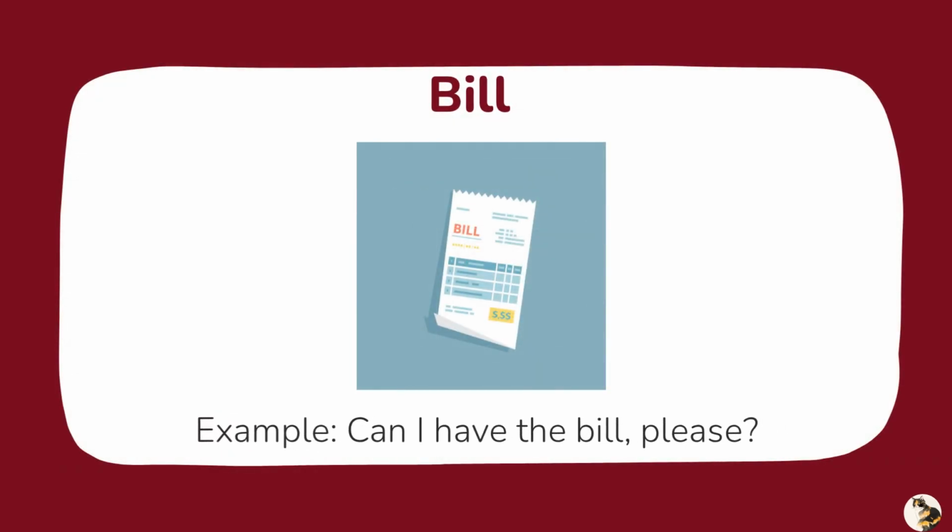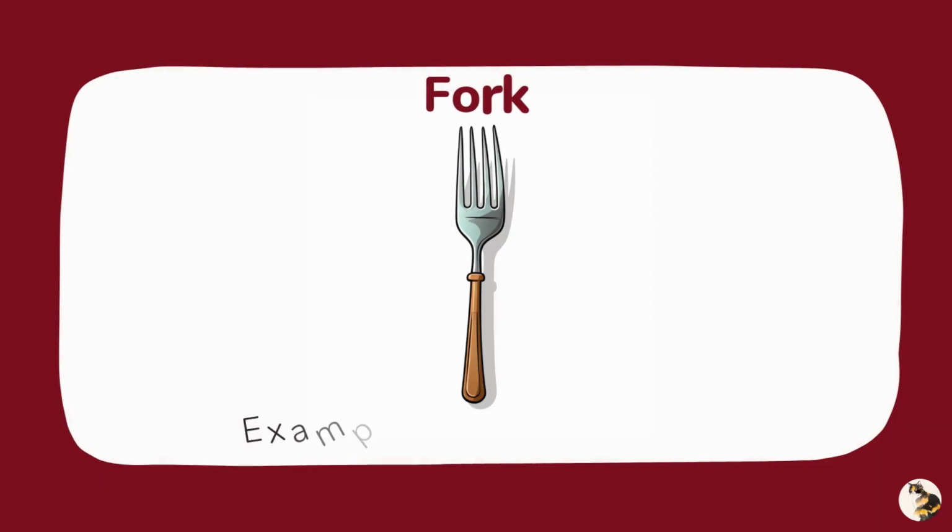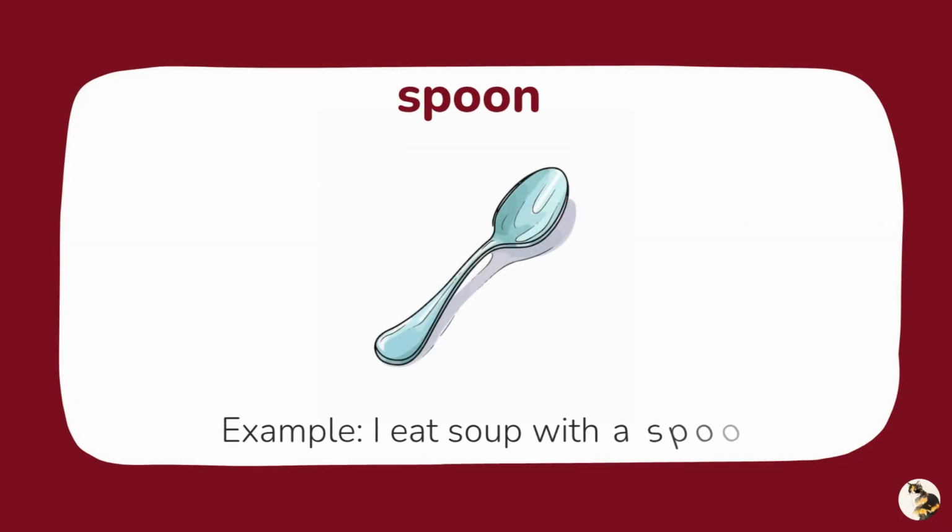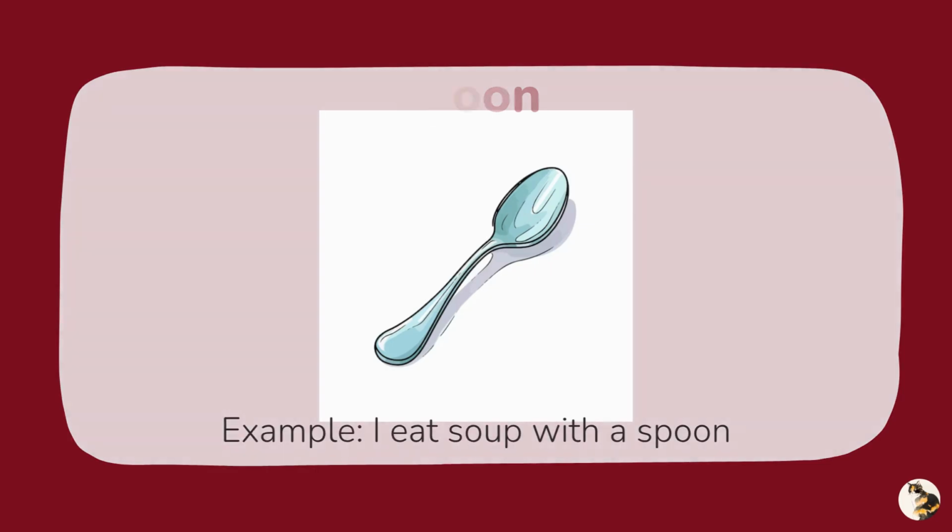Bill. The bill tells you how much you need to pay when you go to the restaurant. Example. Can I have the bill, please? Fork. A fork is used to eat food. I eat salad with a fork. Spoon. A spoon is used for soup, rice, or dessert. Example, I eat soup with a spoon.